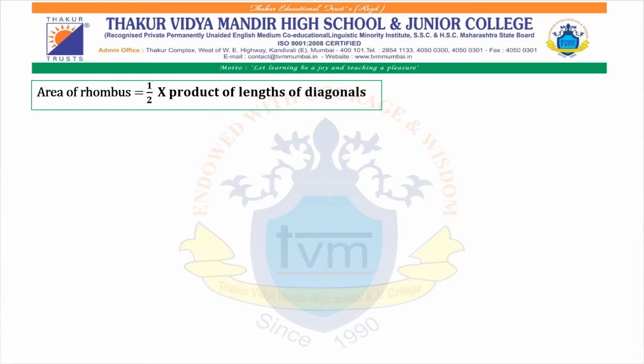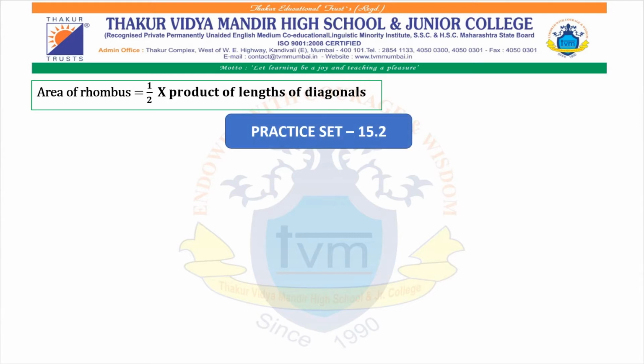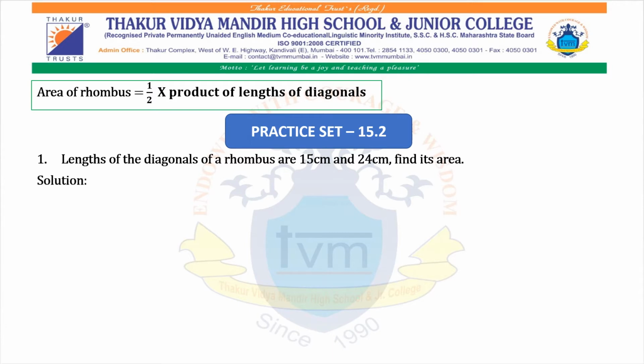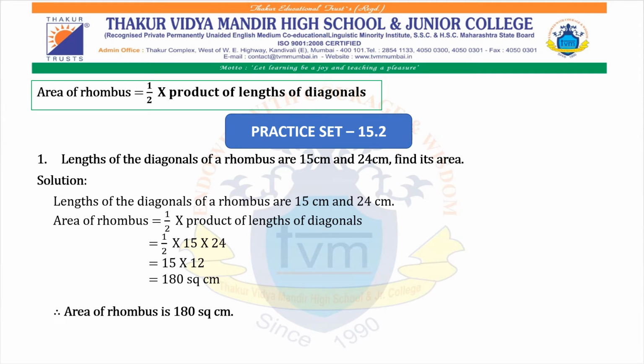Area of a rhombus is equal to half into the product of the lengths of the diagonals. This formula we are going to apply to solve practice set 15.2. Question 1. Lengths of the diagonals of a rhombus are 15 cm and 24 cm. Find its area. Solution. The lengths of the diagonals of the rhombus are 15 cm and 24 cm, which are given.